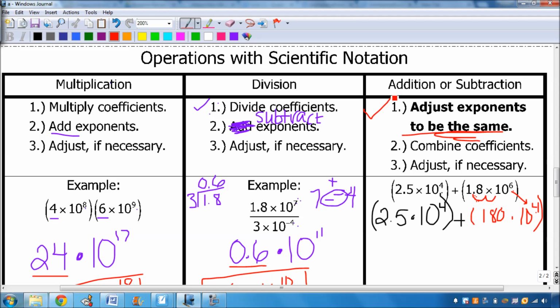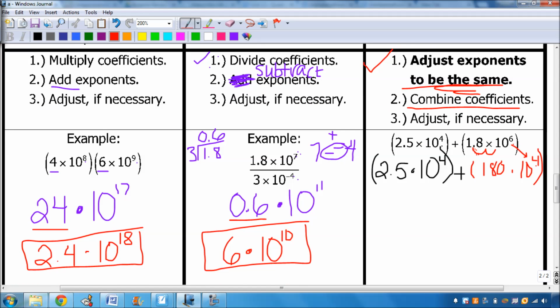Now that the exponents are the same, I can combine my coefficients. So I have to figure out what 180 plus 2.5 is. Don't forget to line up your decimals. So 180 plus 2.5 is 182.5, right? So I end up getting 182.5 times 10 to the 4th power. But this coefficient is too large, so I've got to move it over 2 times.